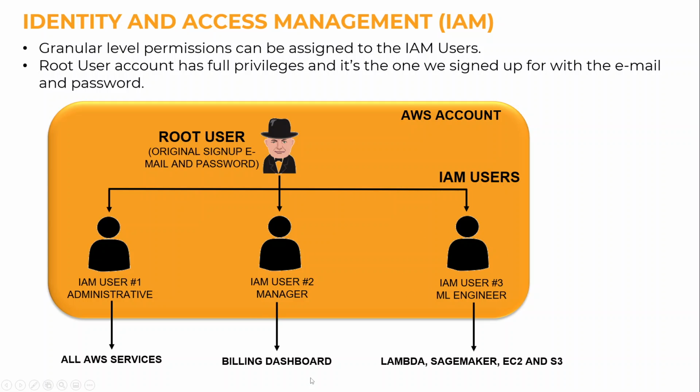They don't have access to the billing. They don't care about billing. Here they care about, let's say, Lambda, for example. Maybe they want to access SageMaker. They wanted to access EC2 and S3, for example, and that's it. They don't have access to billing, for example. And that's where we can have access to multiple levels of users within the exact same account.